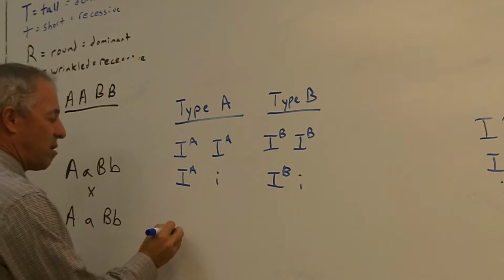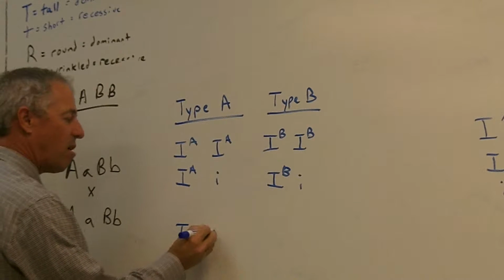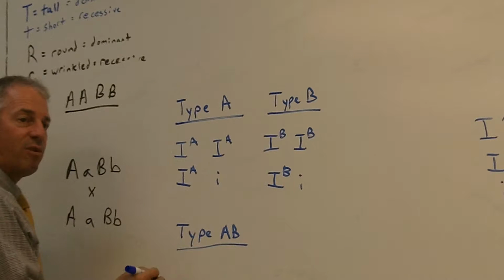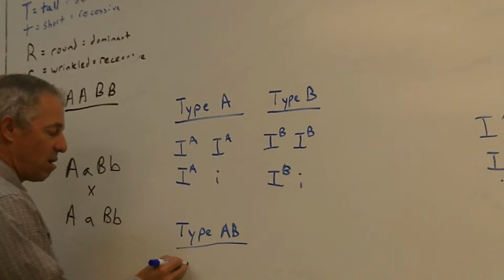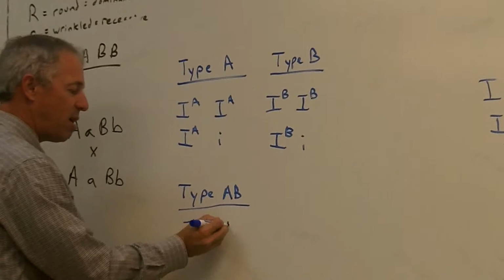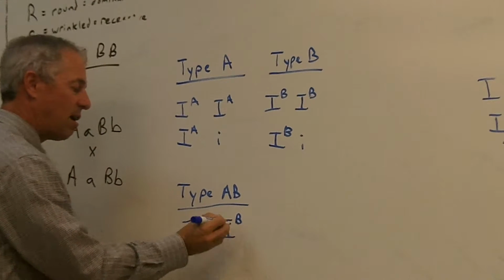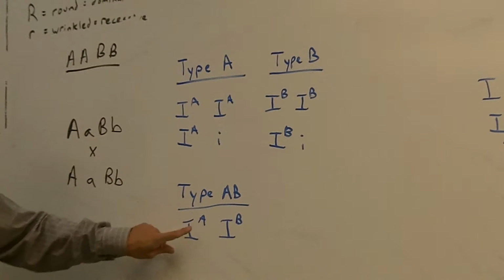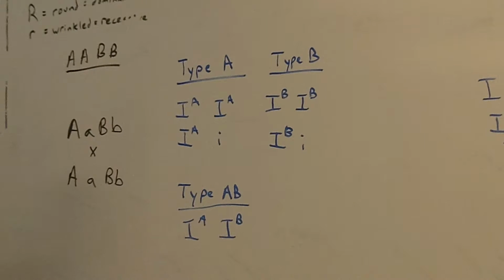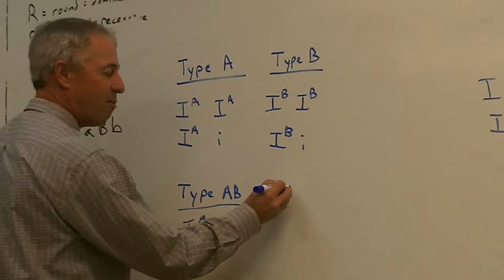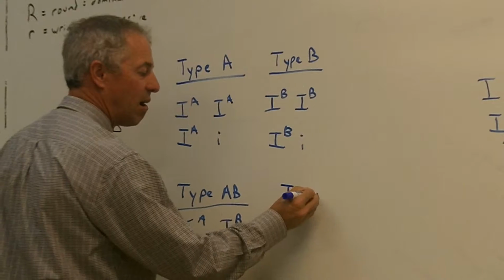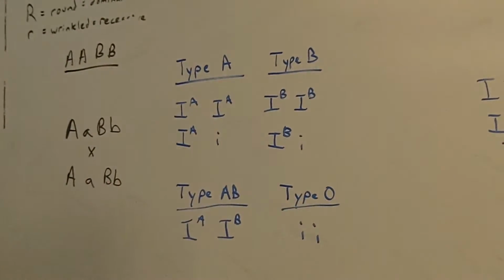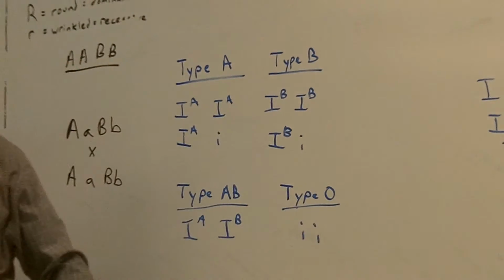What about type AB? That's a very rare one, but people can be it. What do you think your alleles would be? IA and IB. It doesn't matter which order; they usually just write A first, but it could be switched. And then what's the last possibility? Little i, little i: type O. Those are all the different possibilities because we have three alleles instead of two.